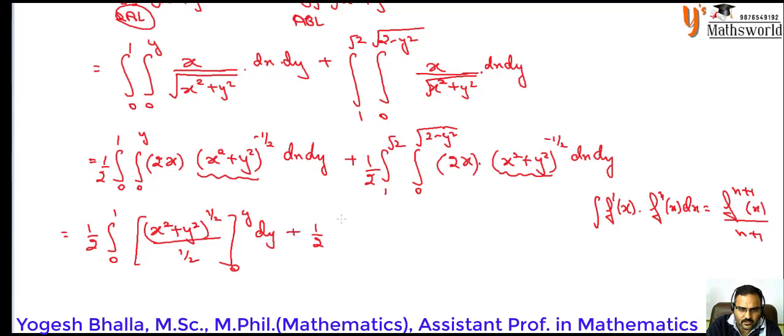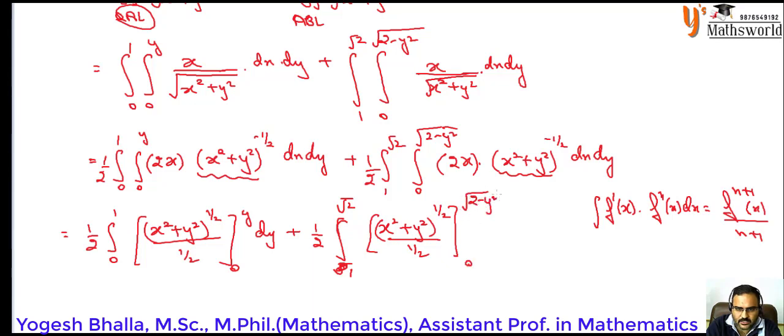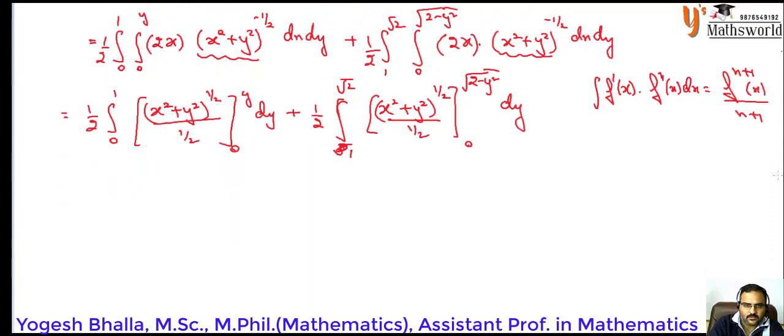Same over here. Now 1 to root of 2, (x square plus y square) raised to power 1 by 2 over 1 by 2 within the limits 0 to root of 2 minus y square, dy. So this 1 by 2 and 1 by 2 cancel, this 1 by 2 and 1 by 2 cancel out, so we have 0 to 1. Now we have to substitute upper limit minus lower limit.